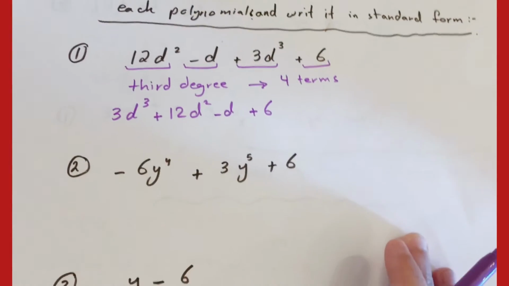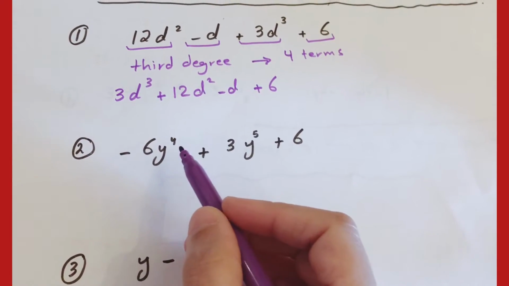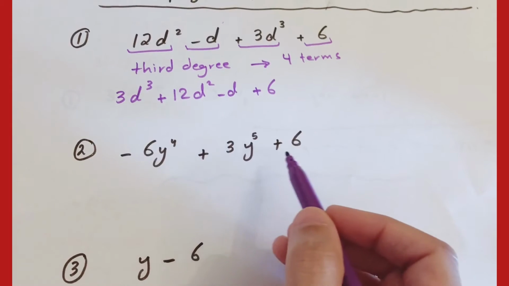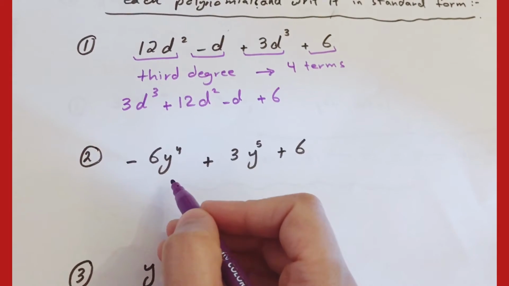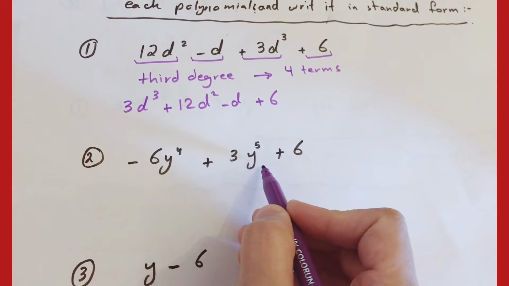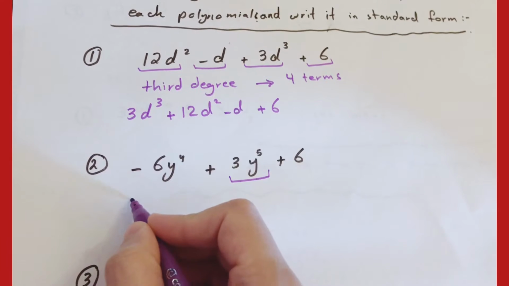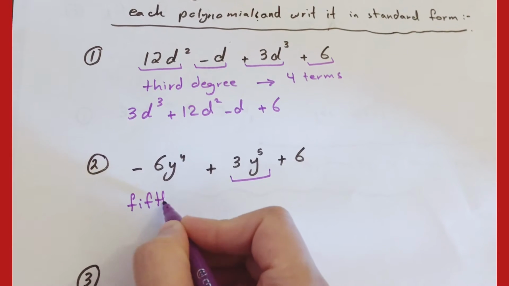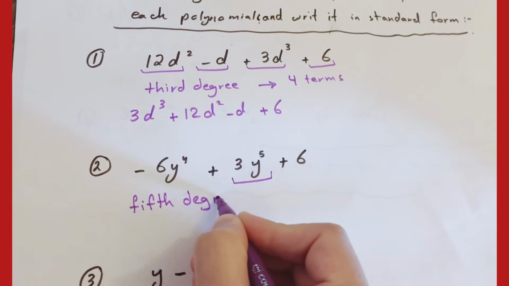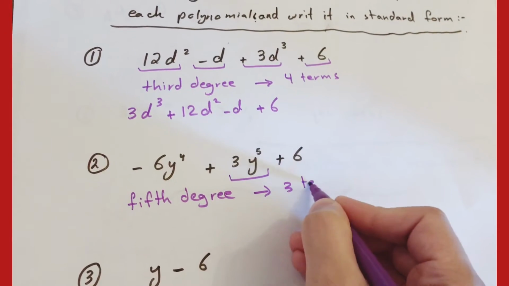Let's see another question. Minus 6y to the power 4 plus 3y to the power 5 plus 6. So here, what is the degree of this polynomial? I will take the largest degree. Here it will be the 5th degree. With how many terms? 3 terms.